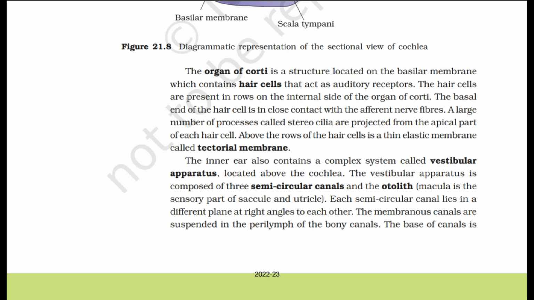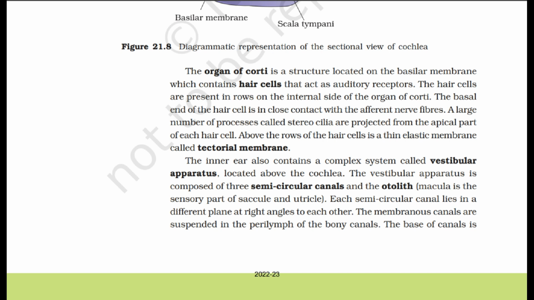The basal end of the hair cell is in close contact with the afferent nerve fibers. A large number of processes called stereocilia are projected from the apical part of each hair cell. Above the rows of the hair cells is a thin elastic membrane called tectorial membrane. The inner ear also contains a complex system called vestibular apparatus, located above the cochlea.